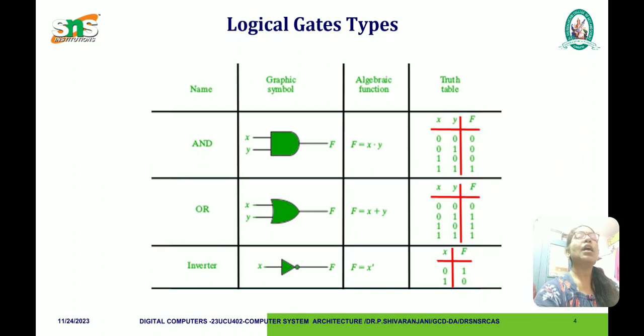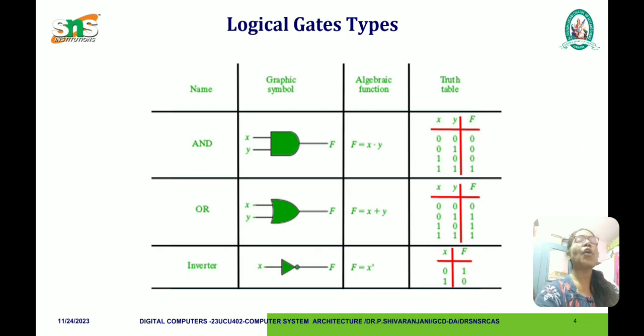So this is the logical diagram for the AND gate, OR gate, and NOT gate, or we can call it the inverter, along with the corresponding Boolean function or Boolean expression and the corresponding truth table. We have two inputs named X and Y, and the corresponding output as F. The truth table for the AND gate is: if both the inputs are 1, then the output will be 1, otherwise all other values will be considered as 0. So that is the truth table for the AND gate.